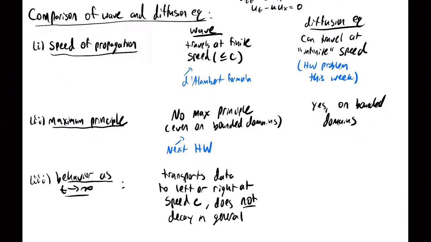I mean, sure, you could have some traveling waves which are interfering with one another in complicated ways, and maybe the amplitude decreases at certain points. But you can write down solutions to the wave equation where it's just transporting the wave to the left or the right, and nothing is decaying, right? So as time increases, there's no decay in the solution.